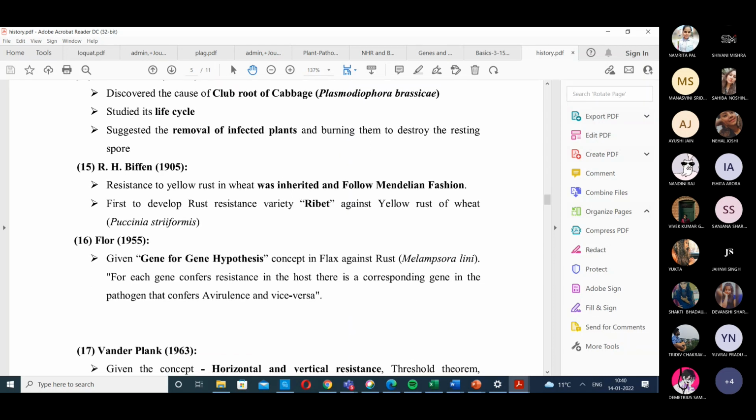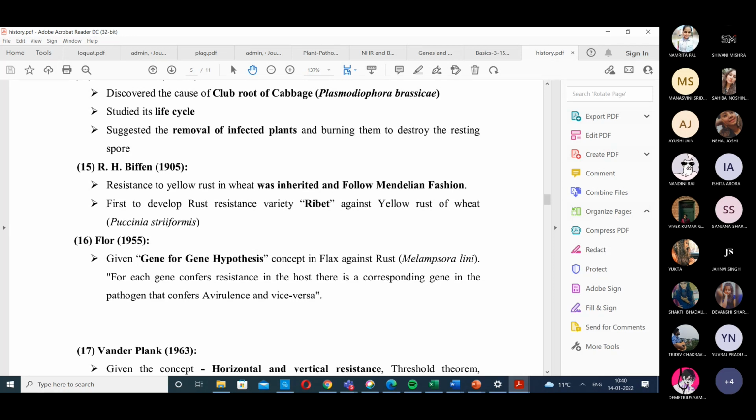Then we have R.H. Biffen. Again, this person studied resistance to yellow rust in wheat. He studied that it was inherited and it followed Mendelian law or a Mendelian fashion. So he was the first to develop a rust resistant variety, which was called Rivet, against yellow rust of wheat. So he worked towards the development of a resistant variety.